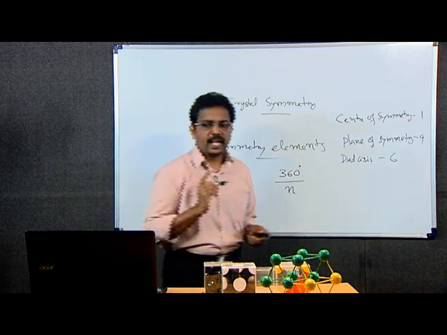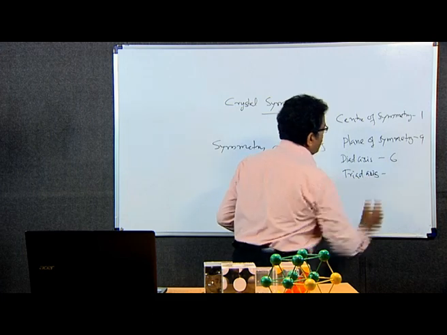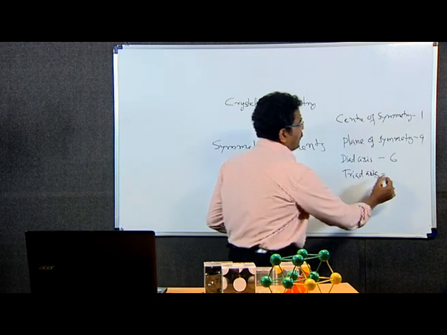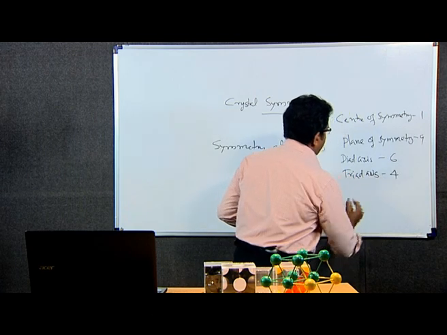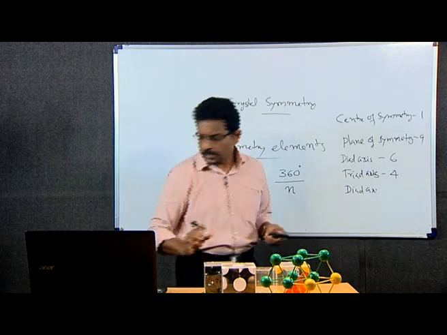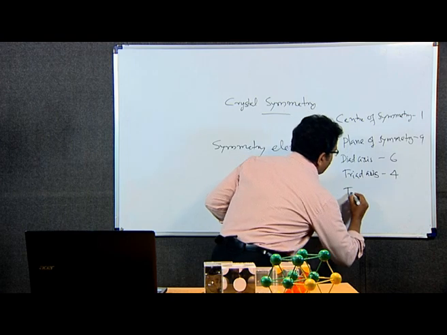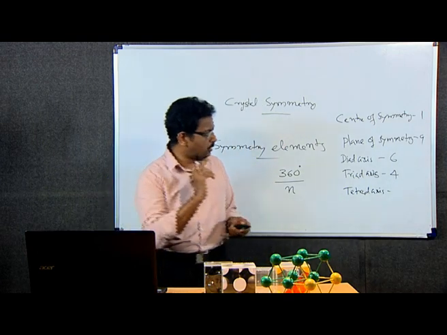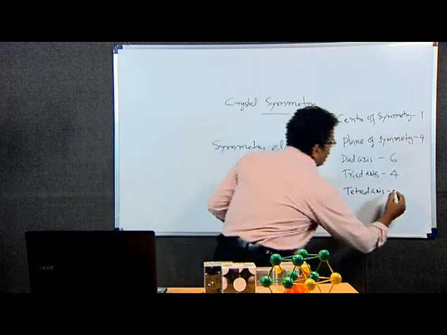Now, how many triad axes? A triad axis means that after a 120-degree rotation the crystal repeats itself. There are 4 such triad axes. Then the tetrad axis: after a rotation of 90 degrees the crystal repeats itself. There are 3 such tetrad axes.